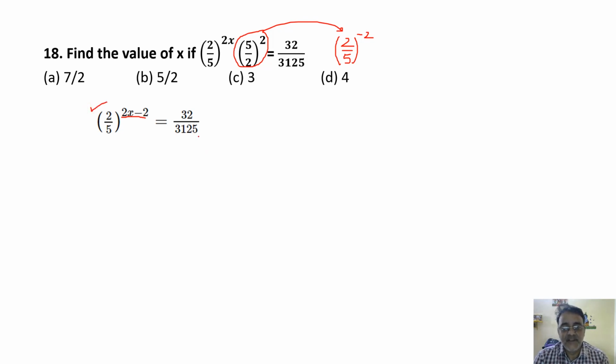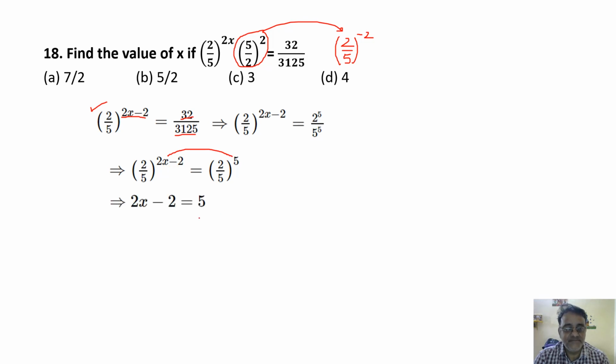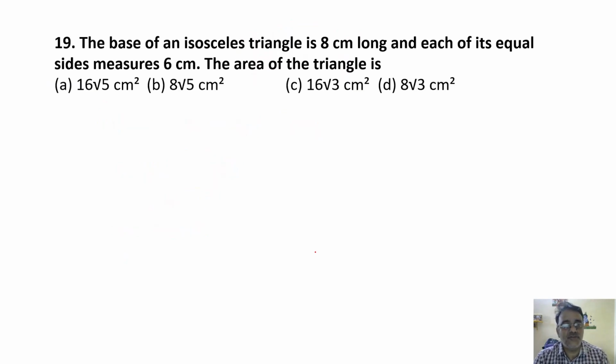Yes, sir. Okay. Now 32 we can write as 2 to the power 5 and 3125 we can write as 5 to the power 5. And together we can write (2 upon 5) to the power 5. Now compare the powers. So 2x minus 2 is equal to 5. Shift minus 2 to this side, it will become plus 2. So 5 plus 2 is 7, and the final answer is 7 by 2, and the correct option is option A. Any doubt in this question? No, sir. Okay. Now we are moving toward the next question, question number 19.